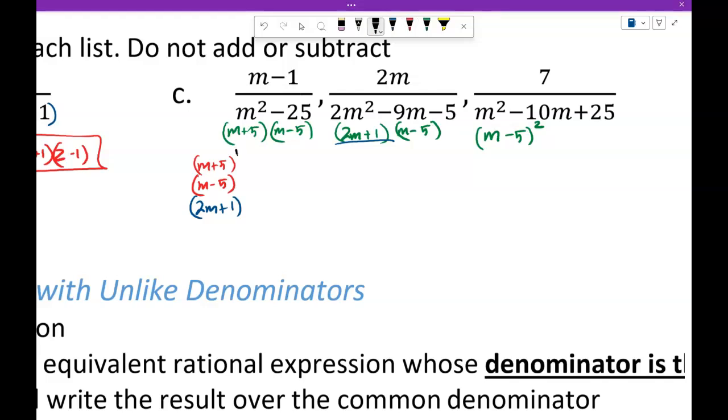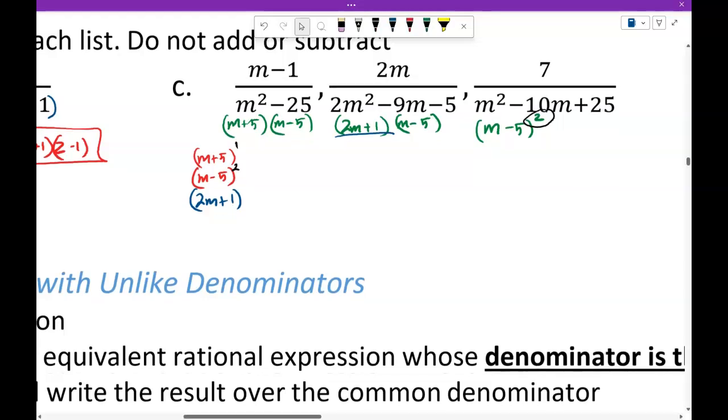M minus 5 shows up in all 3 of them, but in the third one it has an exponent of 2, so our LCD will include m minus 5 squared. And lastly, 2m plus 1 only shows up once, so we have our LCD now with our proper exponents. M plus 5, m minus 5 squared, and 2m plus 1.